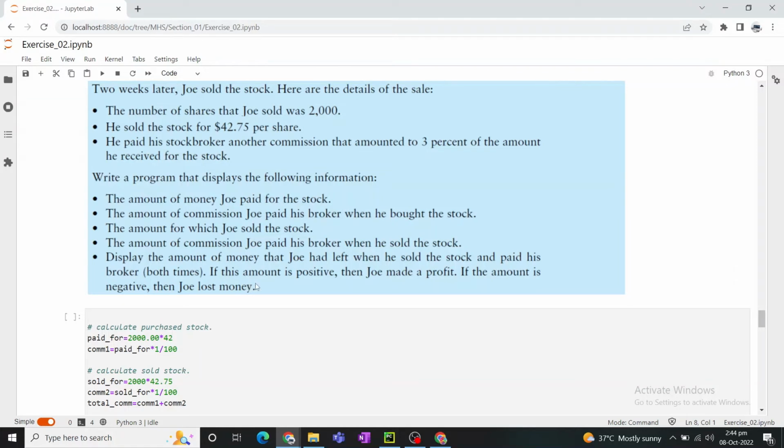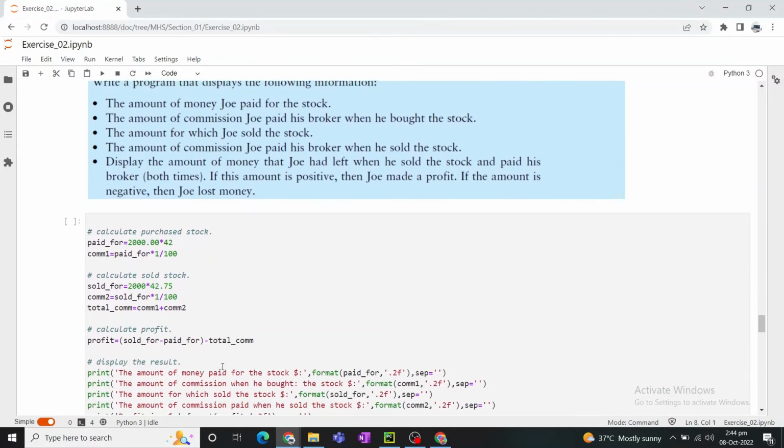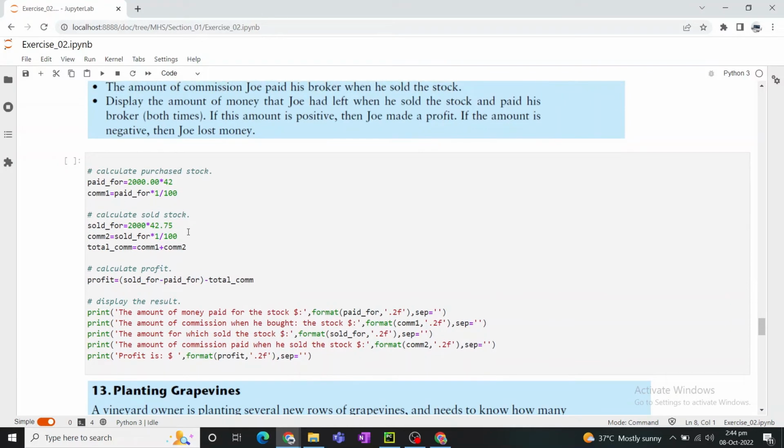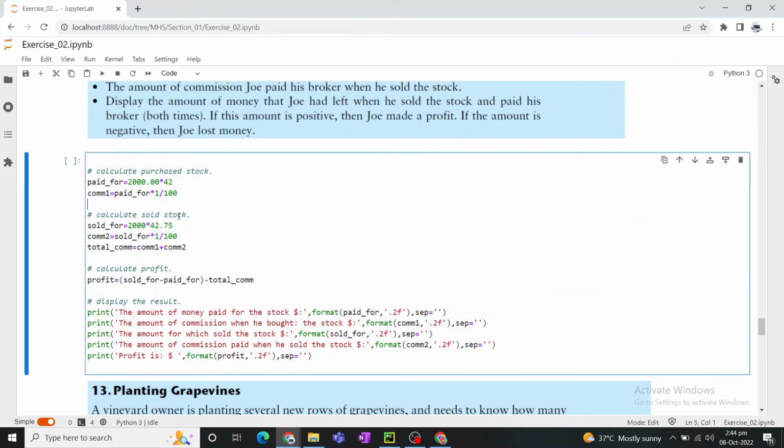If this amount is positive, then Joe made a profit. If the amount is negative, then Joe lost money. Okay, so I believe that the commission percentage is too high, and I believe there will be a loss over here. So the commission percentage is basically 3 over here. We will enter the 3 percent, we can see we are dividing by 100, or we will enter 0.03. That is the same thing.